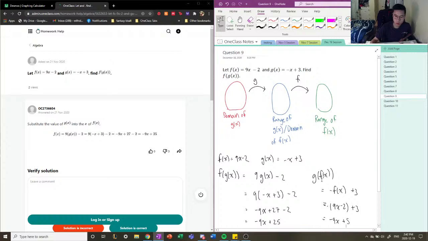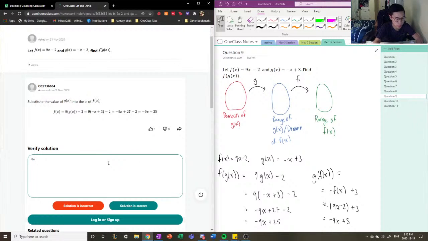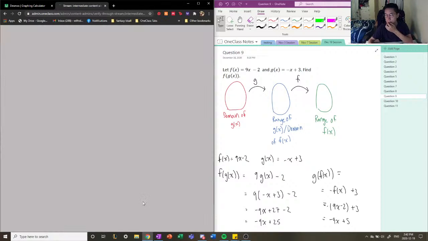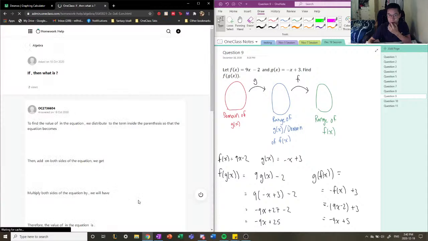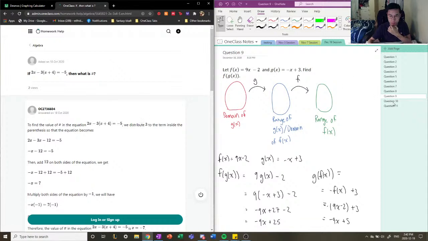So these are the two compositional functions, and it matters which function is inside the brackets. Other than that, the solution is correct. All right, let's move on to question number 10.